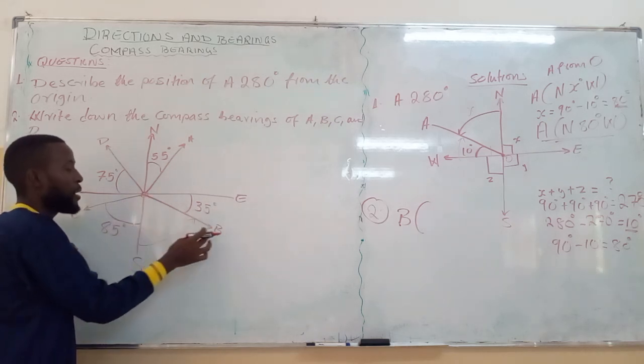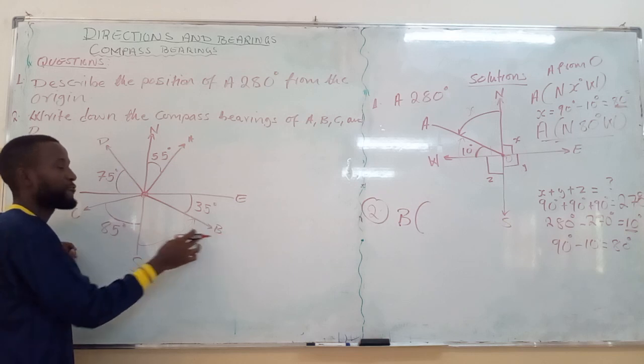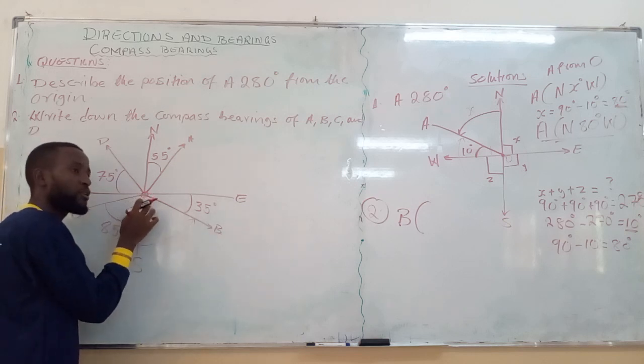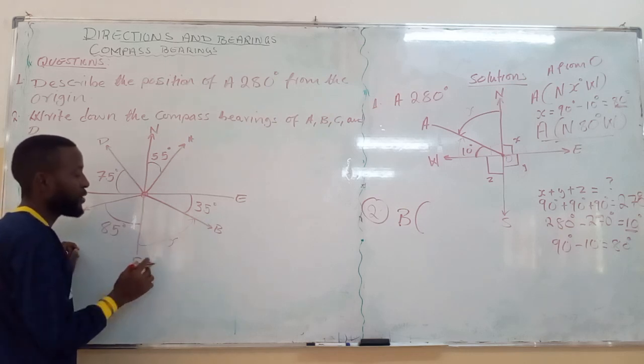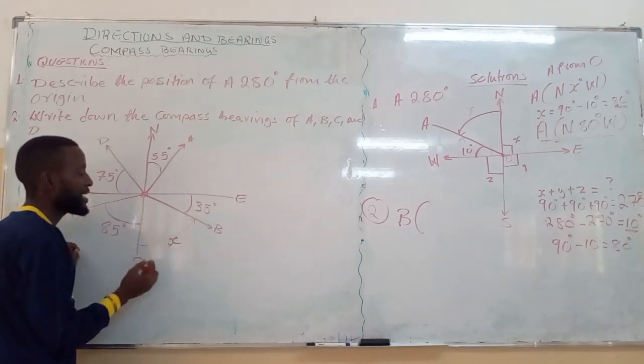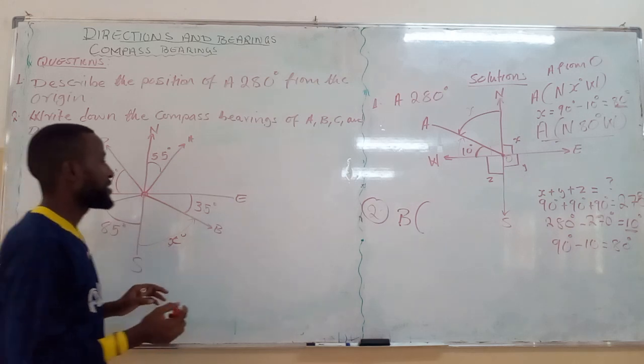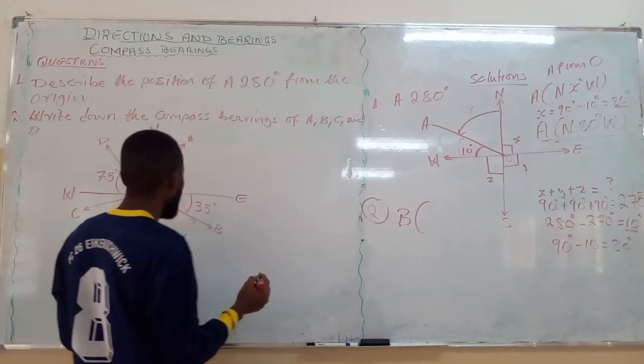We can say B from O, meaning you are coming from the origin going all the way to B. So this is the direction they want, and let's say this is my x degrees. So I need to find my x degrees. How do I find my x degrees in this scenario?